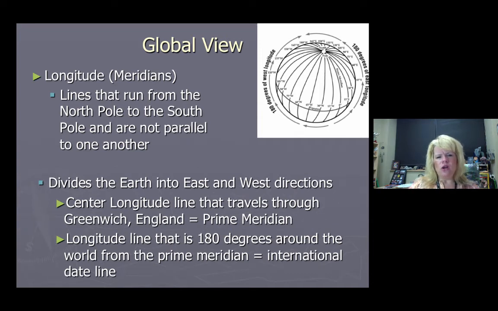The center longitude is called the Greenwich Meridian, and then there is a special meridian called the International Date Line, and that is at 180 degrees around the world from the prime meridian. So I've crossed over the International Date Line, and if, let's say, you're going to Australia and New Zealand, you would cross over the International Date Line coming from North America.